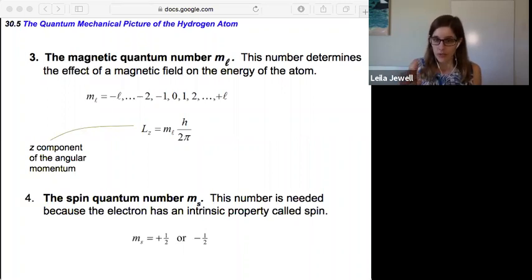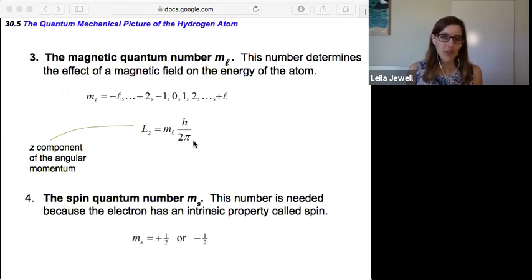And the reason it's a subscript L is because its value is set by L, the orbital quantum number. So m sub L can go from negative L, following integer numbers, all the way through 0, all the way up to positive L. So it can take on a whole range of values. If L is equal to 0, m sub L is also equal to 0. But if L is now equal to just 1, then m sub L could be negative 1, 0, or positive 1. And m sub L tells us about the z component of the angular momentum. So within the overall angular momentum that we got in the last quantum number, we now can calculate the z component with the magnetic quantum number times h divided by 2 pi.